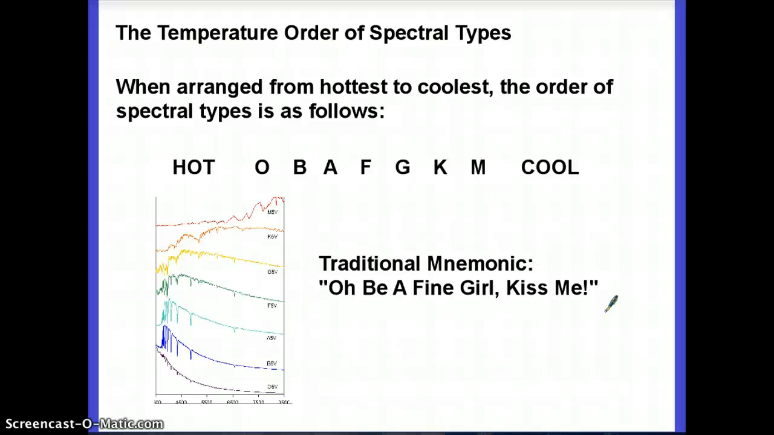You can come up with your own mnemonic that you like better, but this is the order from hot to cool, and you're going to see this a lot, and it's very important that you know this order. If you know this order, you can immediately tell. If somebody tells you that you've got a K star, you immediately know that it's a cool one. If somebody says you've got a B one, that's a pretty hot star. So very important to know this order from hot to cold.